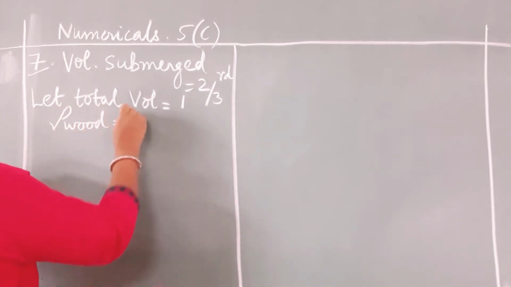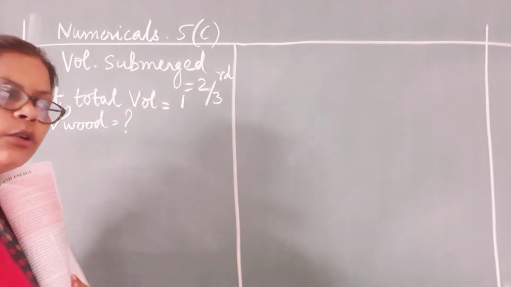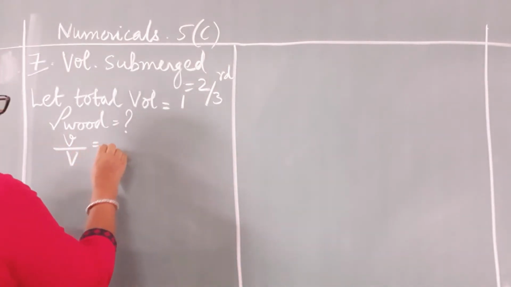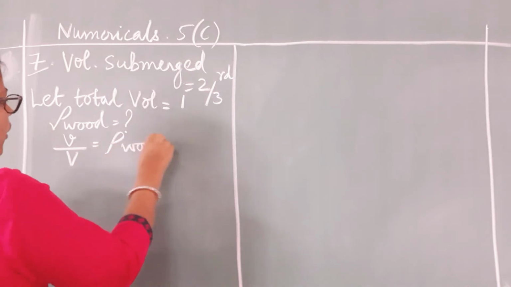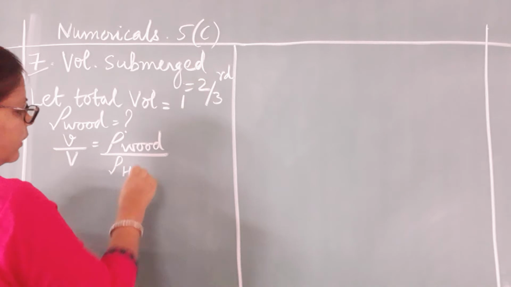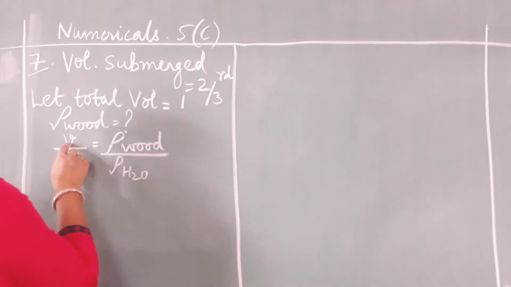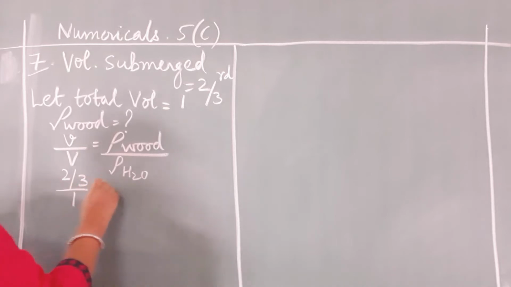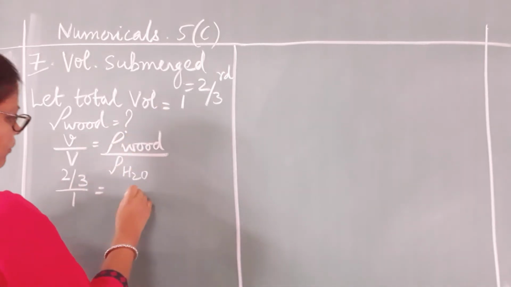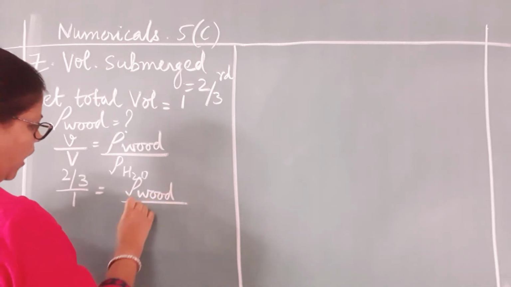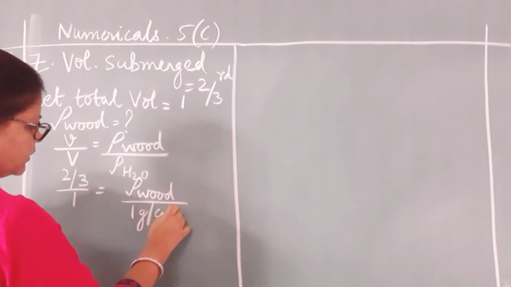Okay children, recollect the formula which we used. Volume immersed upon total volume is density of wood upon density of water. This is the formula which we are going to apply in this question. What is the volume immersed? 2/3. What is the total volume? 1 is equal to density of wood. We are supposed to find out. And density of water we will take 1 gram per cubic centimeters.